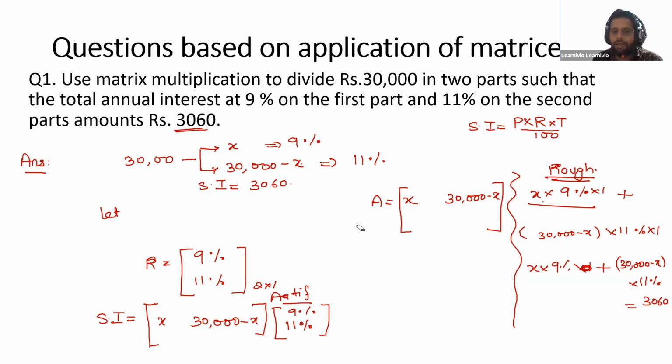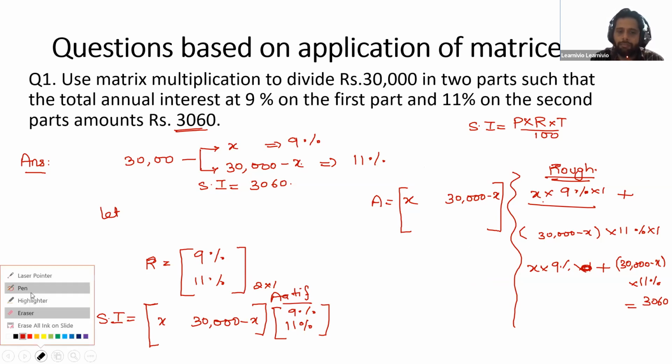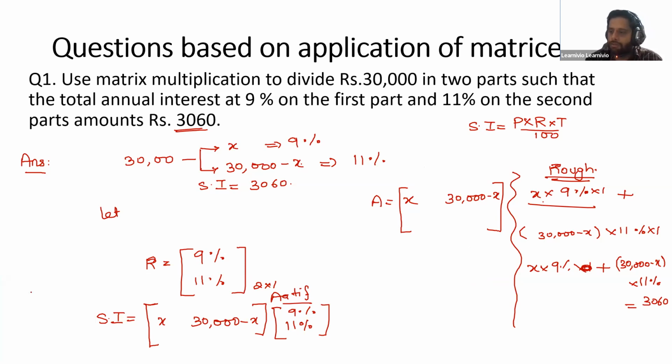So just write let A is equal to this, let R is equal to this, simple interest is equal to this one, and then you need to multiply the two matrices. Okay, so we will complete this question.